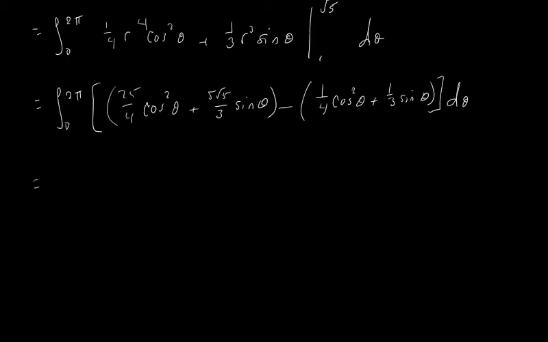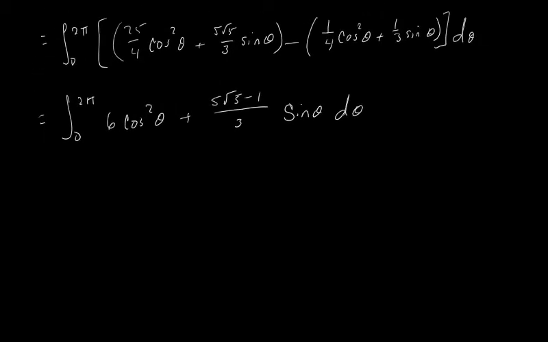Okay, so now we integrate this with respect to theta. Actually, before I do that, I might consolidate a little bit. So let's see, I've got a cosine squared and a cosine squared. So 25 over 4 minus 1 over 4 is 24 over 4, which is 6 cosine squared theta. 5 root 5 over 3 minus 1/3 is just 5 root 5 minus 1 over 3 sine of theta d theta.